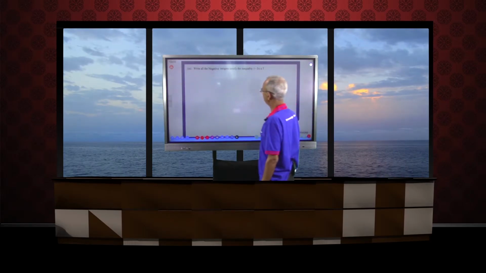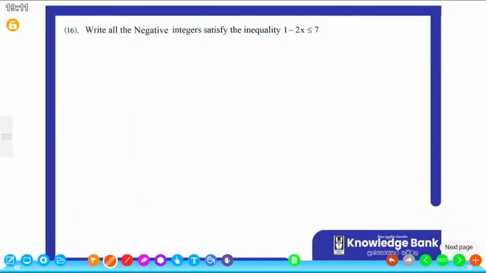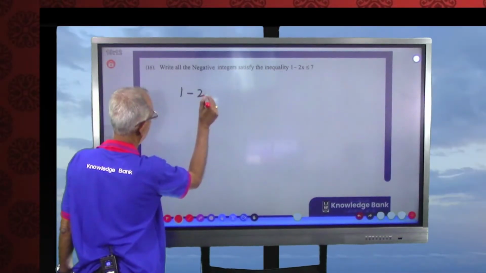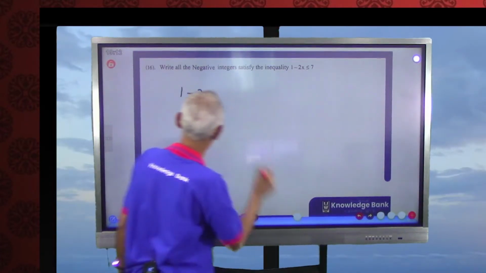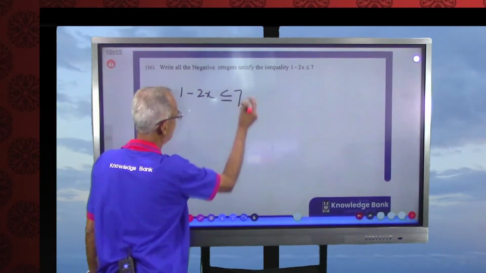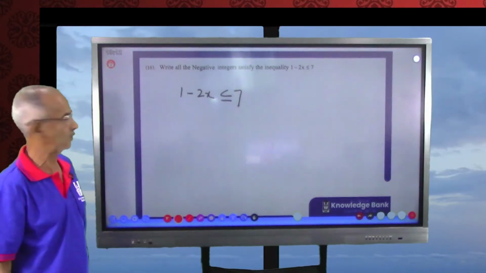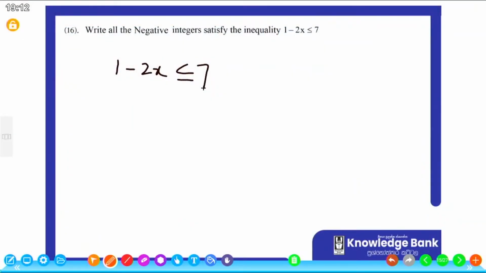Write the negative integers that satisfy the inequality. What's the inequality we have been given? 1 minus 2x is less than or equal to 7. I will subtract 1 from both sides. Then 2x remains, so minus 2x is less than or equal to 7 minus 1, which is 6.